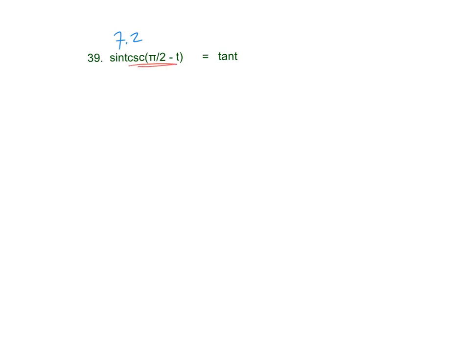And a clue as to what we might want to do is by looking at the argument of cosecant, which is pi over 2 minus t. So we should be thinking about some of those cofunction identities, namely here cosecant of pi over 2 minus t is equal to the cofunction, which is secant of t. So we can go ahead and make that substitution on the left hand side of the equation. So we have sine t, and then we can replace cosecant pi over 2 minus t with secant t.